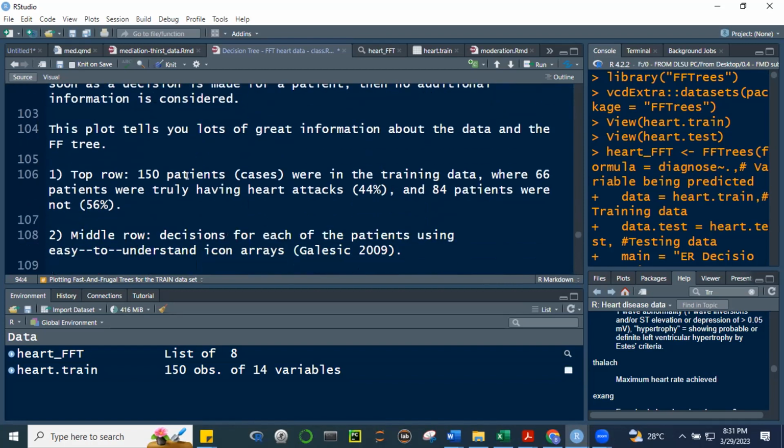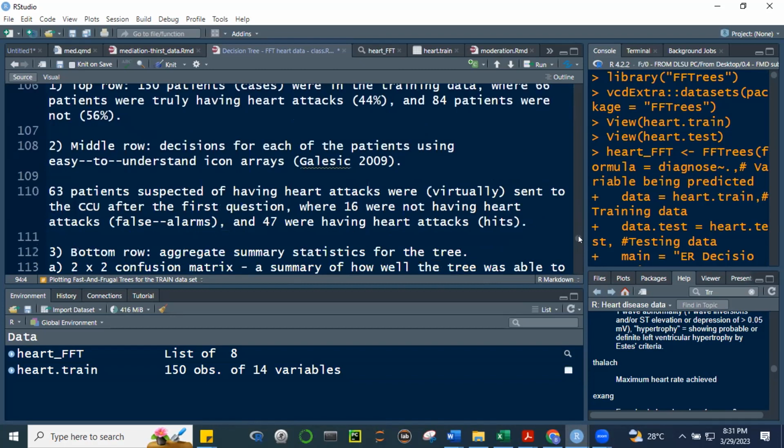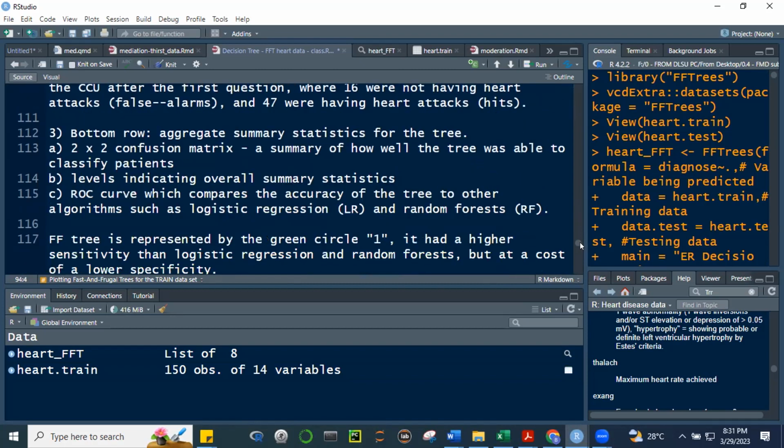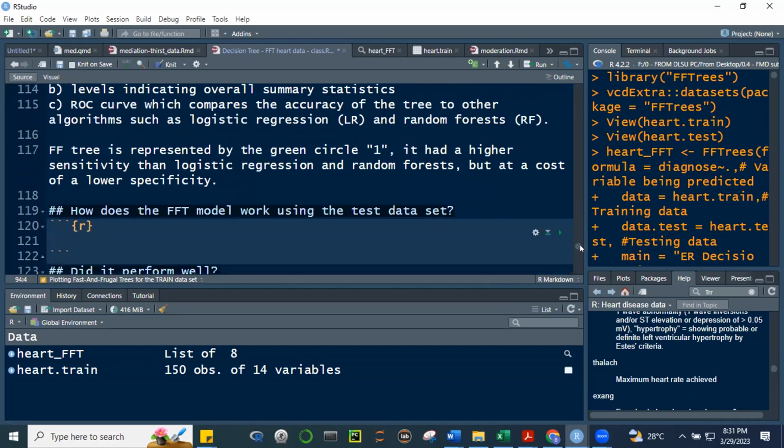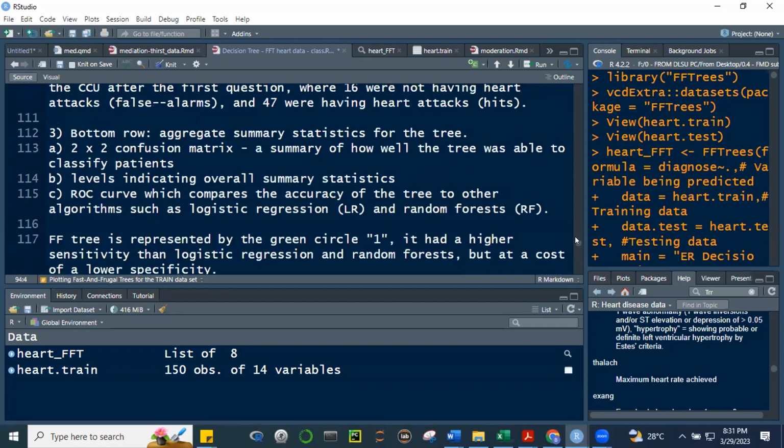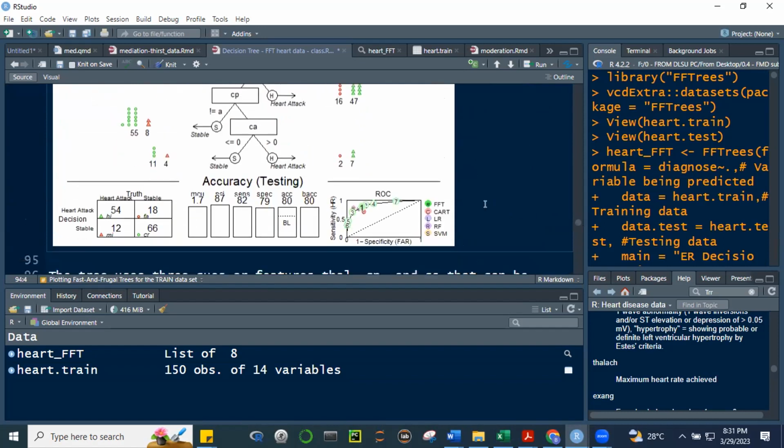Okay, then a little explanation here. Okay, so medyo may konting explanation ako dito, no? And then, I'll just leave you to read. Ito yung sinabi ko kanina, no? FF3, represented by the green circle 1, had a higher sensitivity than logistic regression and random forest. Okay? But at the cost of a lower specificity. So if you take a look at that, ito, no? Ito kanina, no?